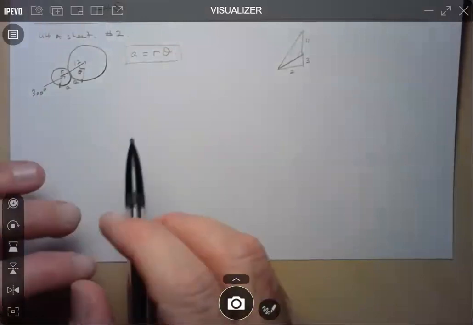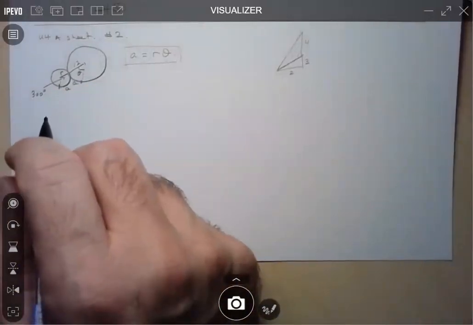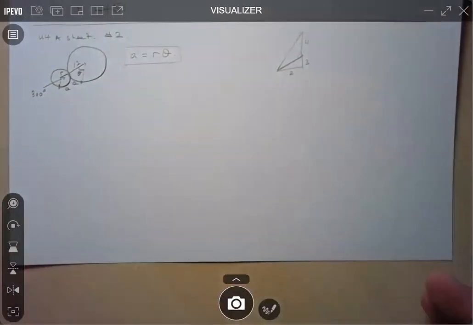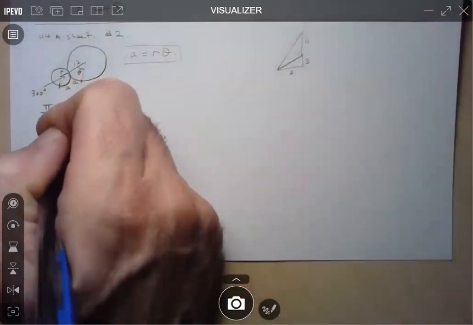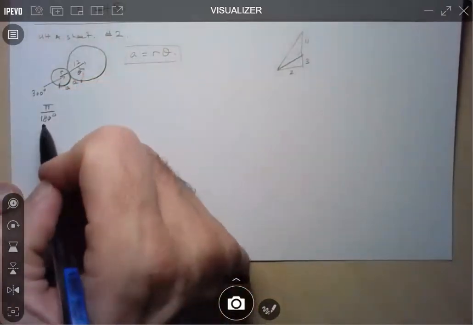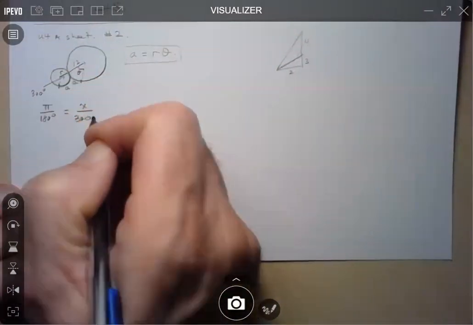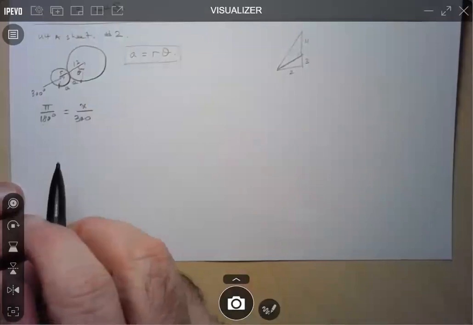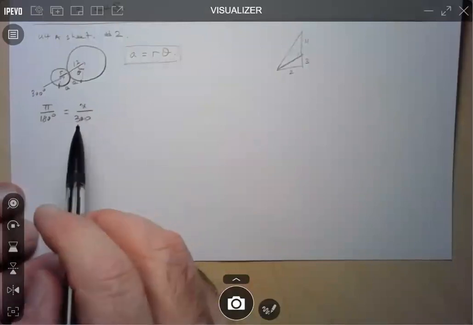So here, before I can calculate this arc length, I've got to take this 300 and turn it into radians. If you want to memorize how many radians there are in 1 degree, you can do that. Or what you can always do is set up your ratio: pi radians to 180 degrees is equal to x radians to 300 degrees. This proportion always works as long as you get your numerators and denominators in the right spot. So if you have radians in the numerator, radians has to be the numerator on both sides.